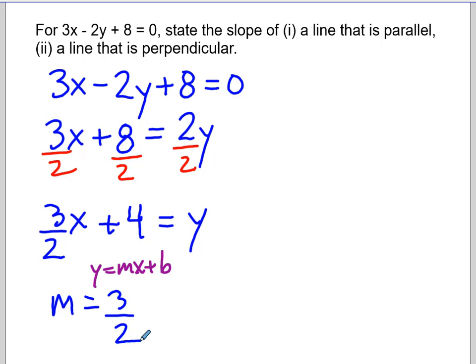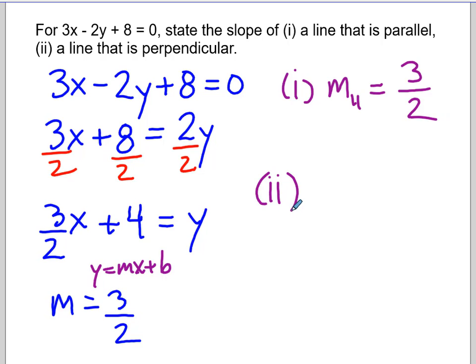Now for part 1, we're looking for a line that is parallel. If we want to be parallel to that given slope of 3 over 2, then we would need a slope of 3 over 2. In part 2, for a line that is perpendicular, we would need the negative reciprocal. The negative reciprocal of 3 over 2 is negative 2 over 3. And there's the answers.